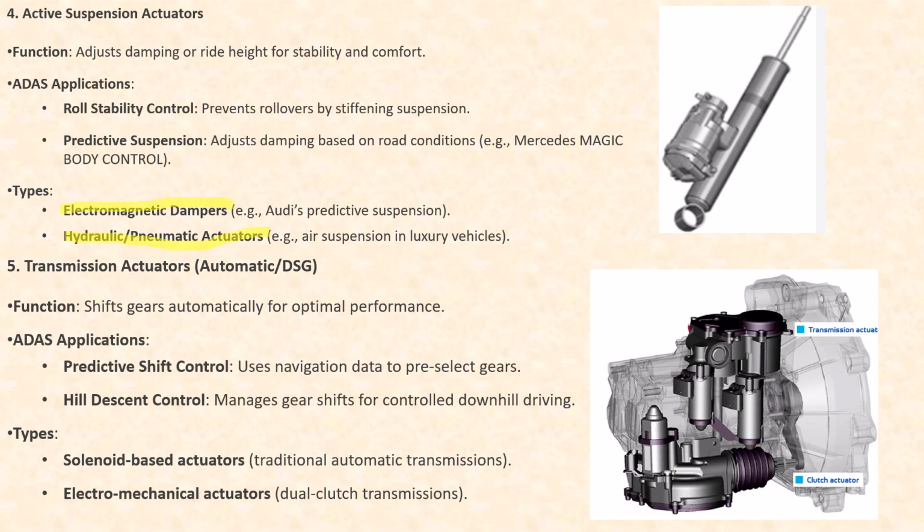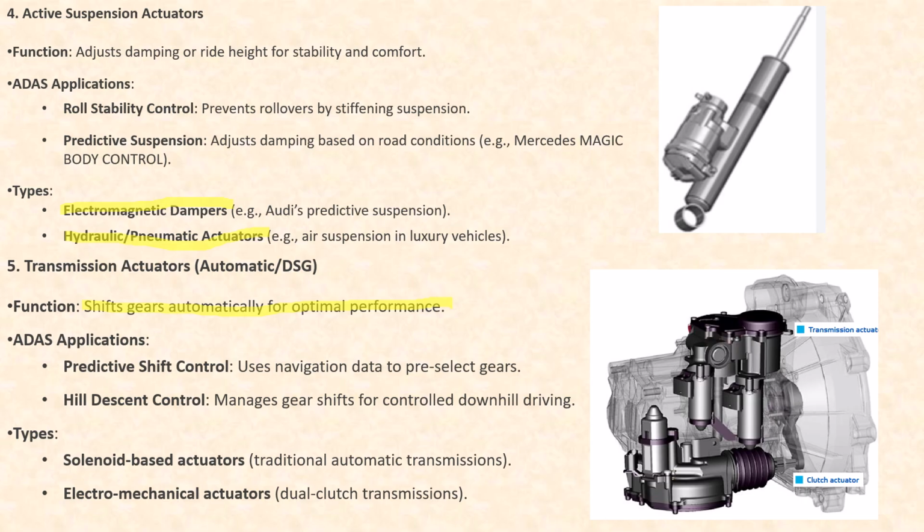Next comes the transmission actuators. These shift the gears automatically for optimum performance. Let me give you an example. When it comes to adaptive cruise control, if the vehicle suddenly slows down, then the vehicle computer automatically shifts to a lower gear so that higher torque is produced. Suddenly when the vehicle becomes slow, you automatically shift to first gear if you are in a manual. The same thing is done by the computer with the help of these transmission actuators.